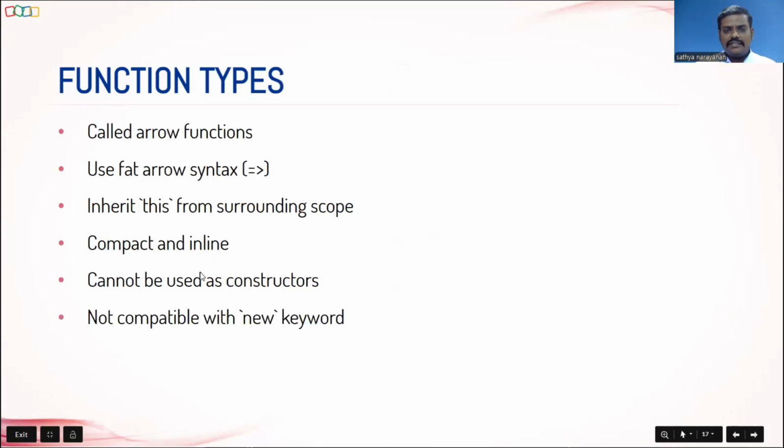Function types: let us concentrate on the arrow function. It uses the fat arrow syntax. It inherits the keyword this from the scope of the enclosing function. Arrow functions are compact and inline. They cannot be used as constructors and are not compatible with the new keyword.